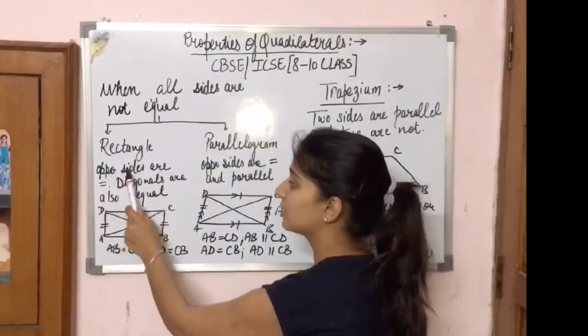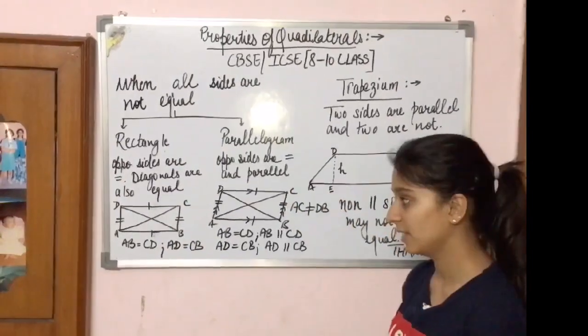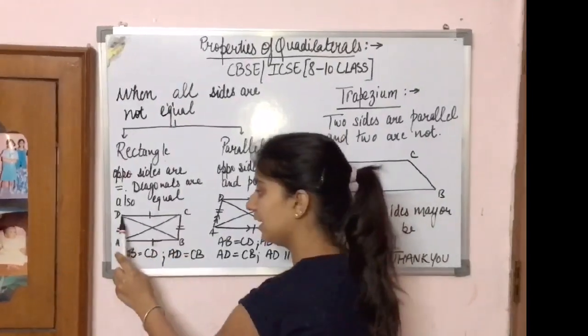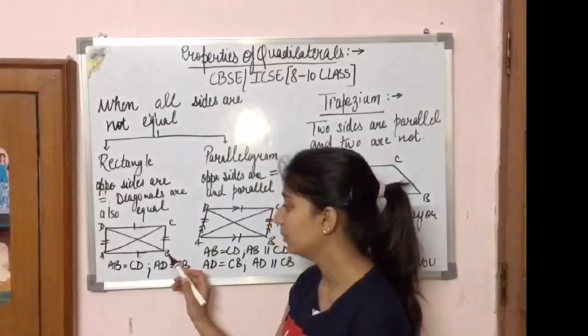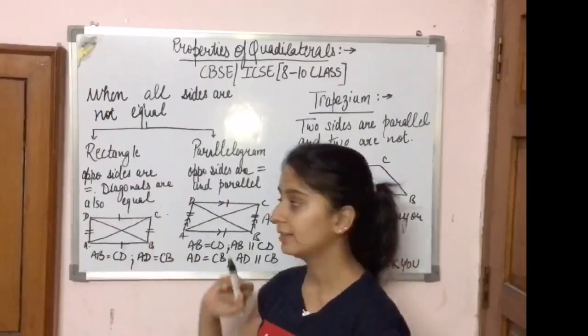Rectangle has opposite sides equal. Diagonals of a rectangle are also equal. This means that opposite side AB will be equal to side CD and side AD will also be equal to BC. Diagonal AC will be equal to diagonal BD.